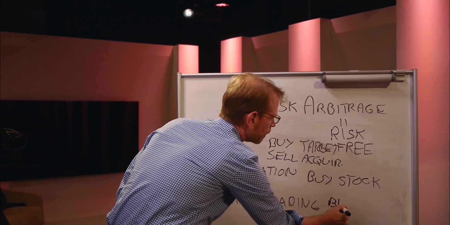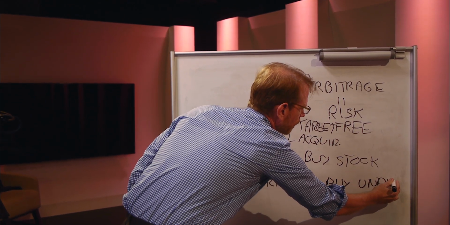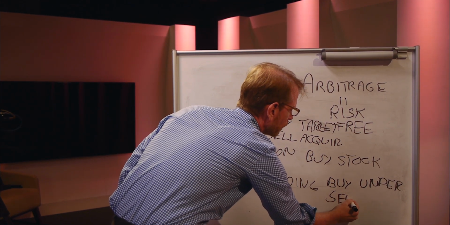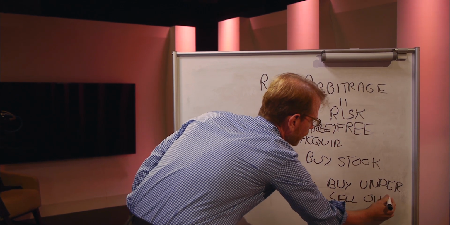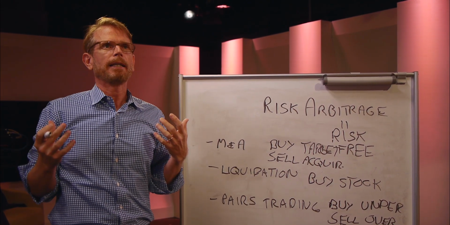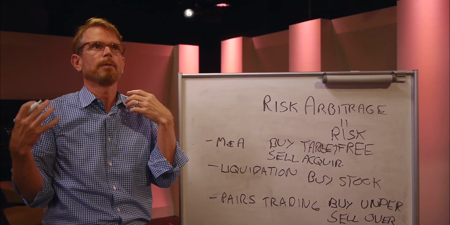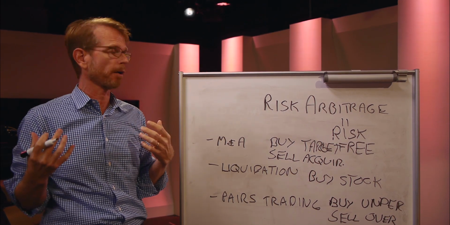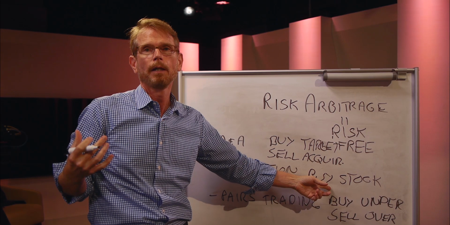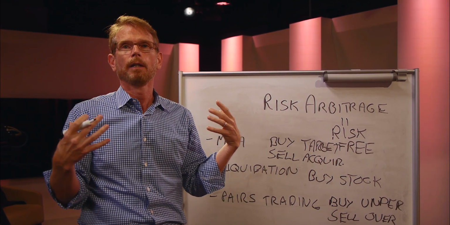buy the undervalued company and then sell the overvalued company. Once again, this strategy is only profitable if you are able to effectively be smarter than the market, be able to say that the market is overpricing the company that you want to sell and it's underpricing the company that you want to buy.